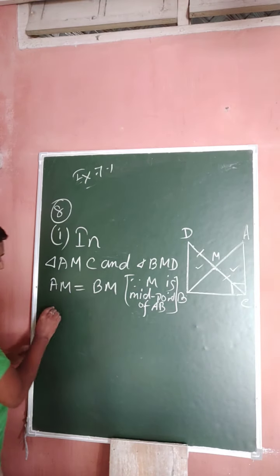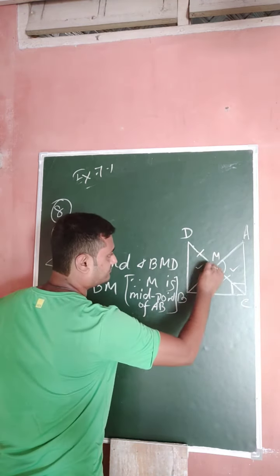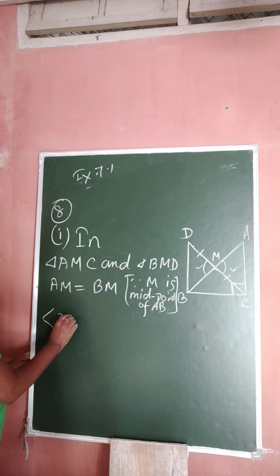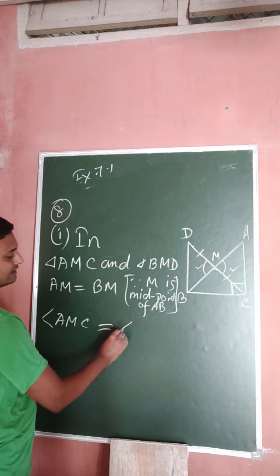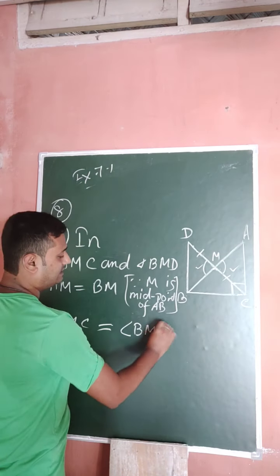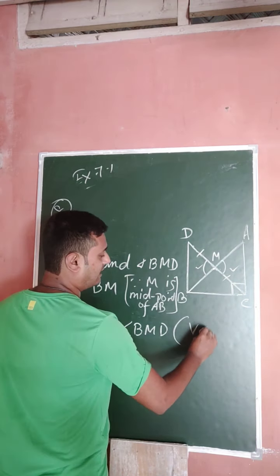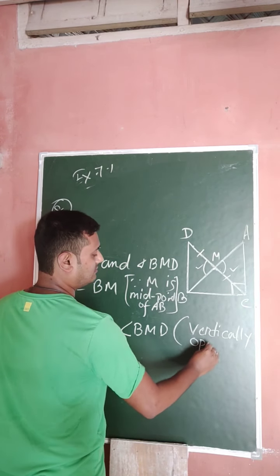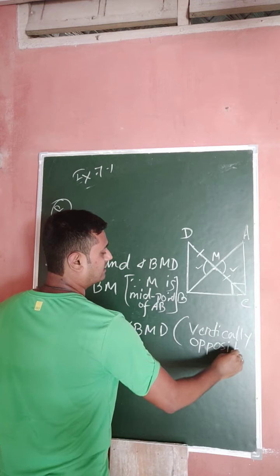Next, look at these two angles. They are vertically opposite angles. Therefore, angle AMC is equal to angle BMD, because they are vertically opposite angles.